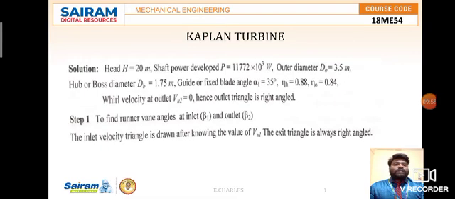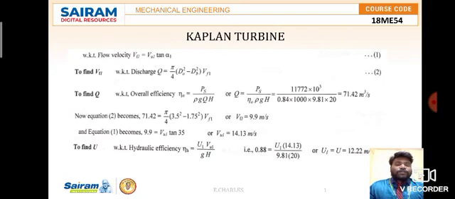To go through it once more: we need to find beta 1 and beta 2, and all the other things are given. But for drawing the triangle, Vw1 is missing. For Vw1, three different formulae were used. One is Vf1 equal to Vw1 tan alpha 1. Discharge Q is equal to pi by 4 into (d naught square minus dB square) into Vf1. Overall efficiency eta naught is equal to PS by rho QgH. These three formulae we used to get Vw1.